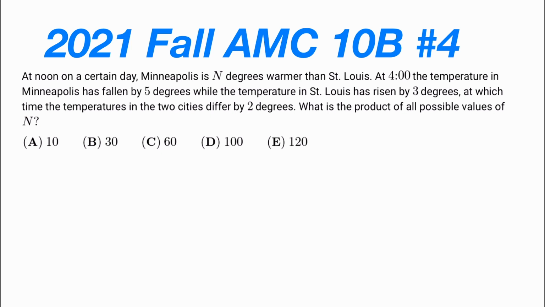All right, now let's take a look at number 4. At noon on a certain day, so that's 12 o'clock, the temperature in Minneapolis is N degrees more than in St. Louis. So just to keep track of the two names, it's Minneapolis and St. Louis. At 4 p.m., the temperature in Minneapolis has fallen 5 degrees, and the temperature in St. Louis has risen by 3 degrees. At which time the temperatures of the two cities differ, keyword differ, by 2 degrees.